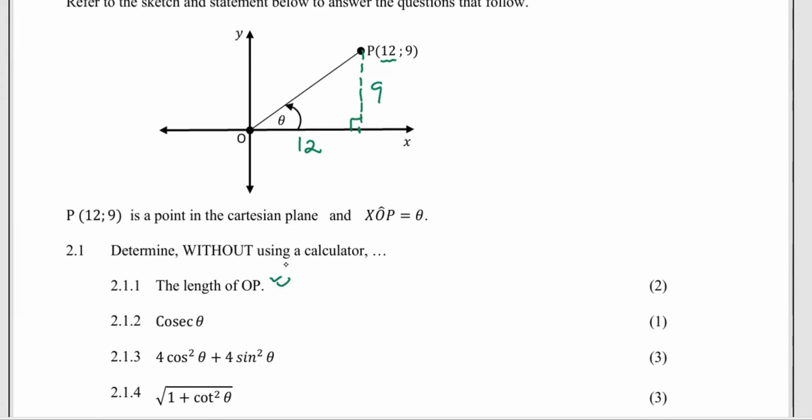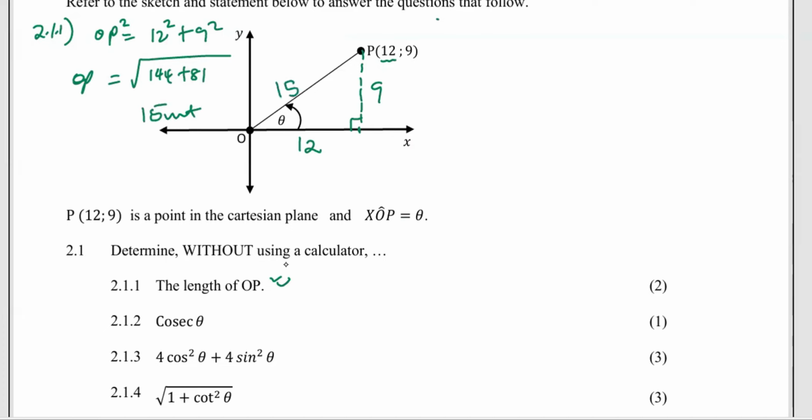So here we're going to use the theorem of Pythagoras. Meaning that in 2.1.1, OP squared is going to be 12 squared plus 9 squared. We're looking for the longest side, so we have to add. Then OP is going to be the square root of 144 plus 81. Okay, so 144 plus 81 gives me 225, and the square root of that is 15 units. So meaning that this is a 15.